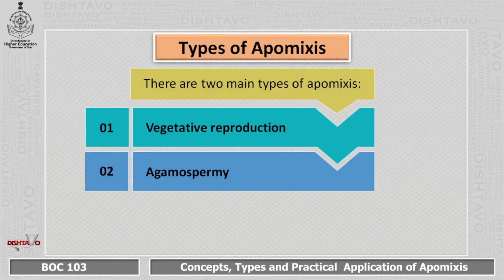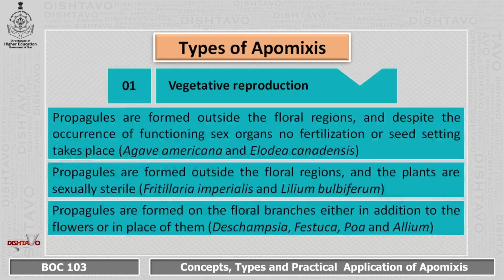Types of apomixis. There are two main types of apomixis: vegetative reproduction and agamospermy. Vegetative reproduction. Plants propagate by a part of their body other than the seed. The structural units employed for this purpose are called propagules. Vegetative propagation includes reproduction by means of bulbils, bulbs, runners, suckers, and so on. These propagules are formed by the sporophyte only.